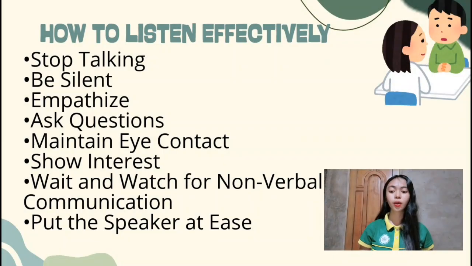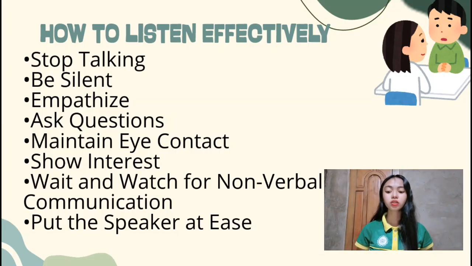Now let us know how to listen effectively. To become a better listener, number 1, we must stop talking and let the speaker express ideas. Number 2, be silent and give them time to speak. Number 3, empathize or try to understand their feelings. Number 4, ask questions to clarify. Number 5, maintain eye contact for connection.